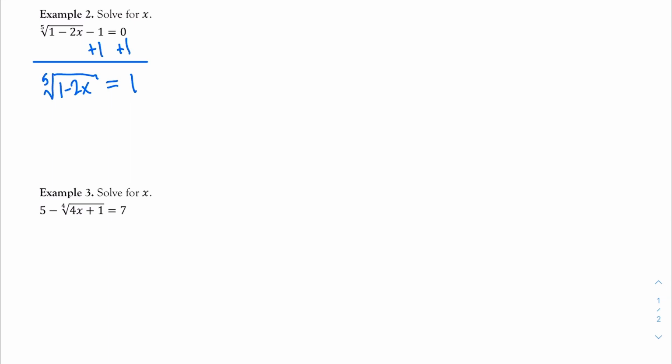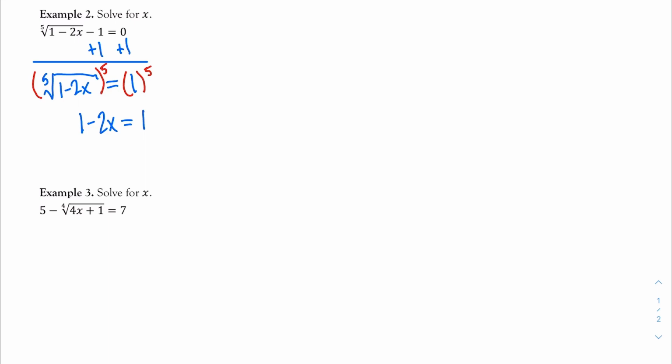Well, here I have a fifth root. It's a little bit different than before when I had a square root, but we had to do a comparison. To get rid of a square root, I squared both sides. So to get rid of a fifth root, I take both sides to the fifth power. That leaves me with 1 minus 2x is equal to 1 to the fifth power. That's 1 times 1 times 1 times 1 times 1, which just gives us, well, 1.